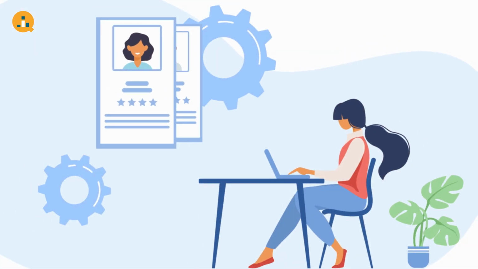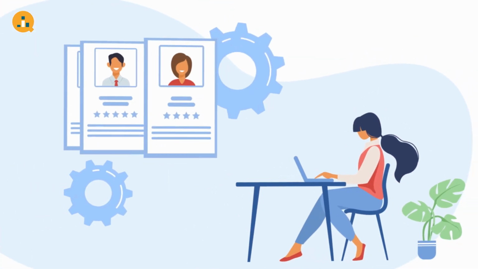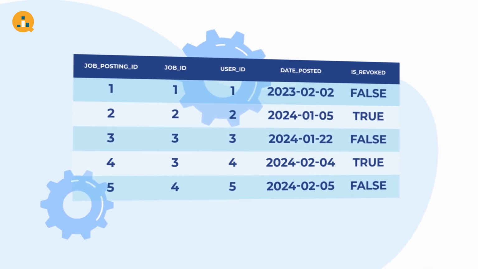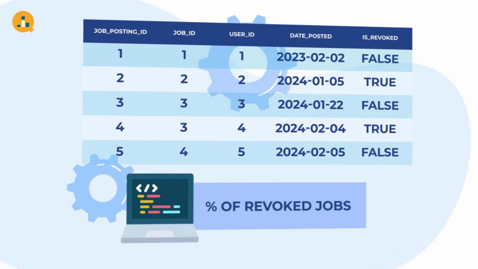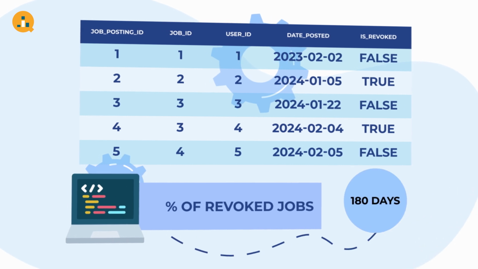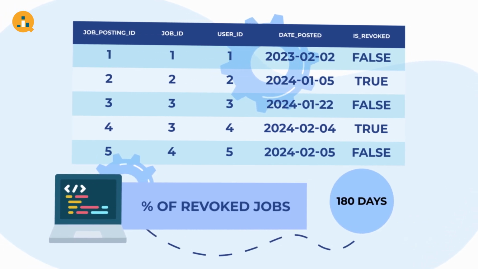The question we have today is, let's say that you're working for a job board website and you have a table that represents a list of job postings. I would like you to write a query that returns the percentage of revoked jobs from the past 180 days, starting from the current date.